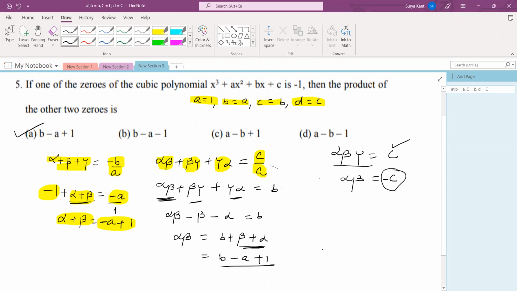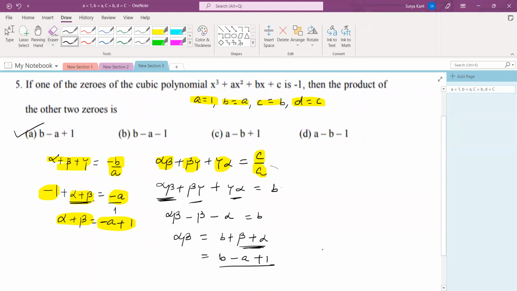And for minus C, what can you write? You can't write anything over here. Okay, from this you leave now. Because if you go from alpha, beta, gamma, it will come only C, right? Because this is minus D by A.